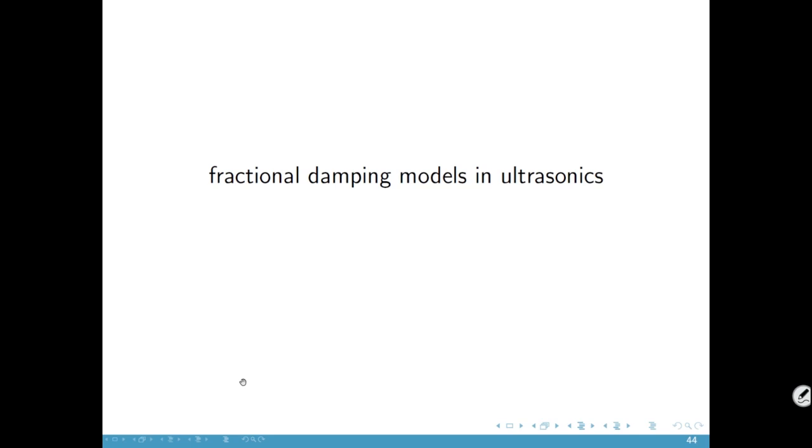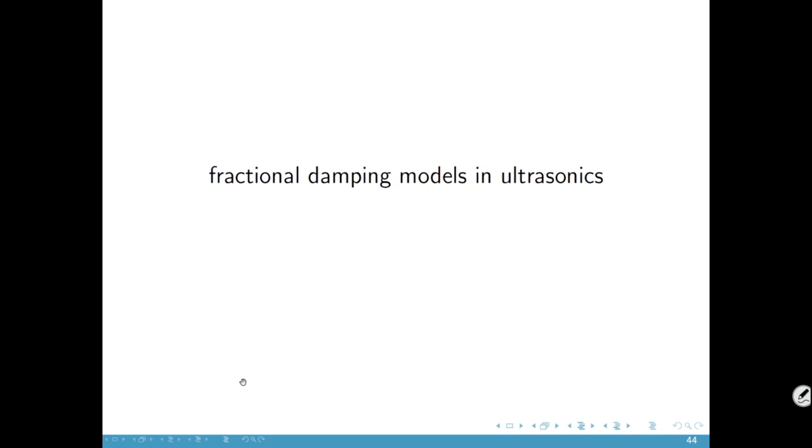Why is fractional damping important in this context? So in the first part of the lecture, I looked at fractional derivatives as a means for regularizing. So the true problem is still an integer derivative problem. Here it's different. Here fractional derivatives are needed for properly modeling damping, attenuation in ultrasonics.